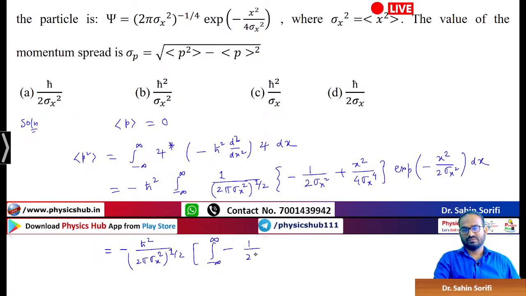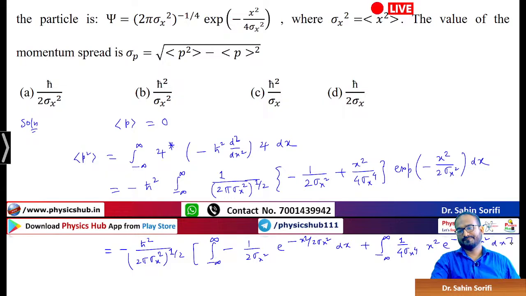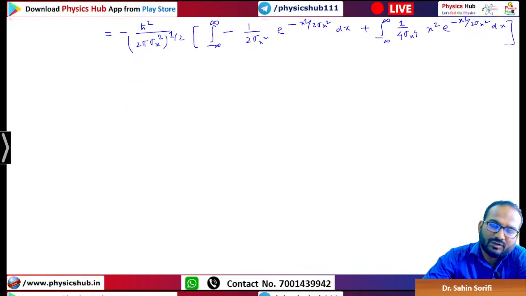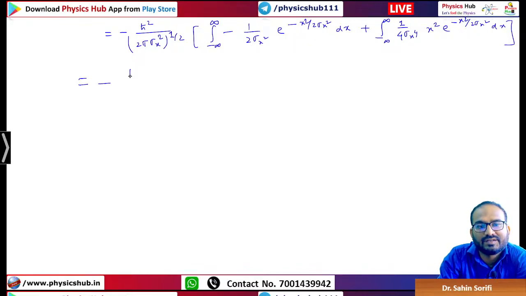So minus 1 upon 2 sigma x square e to the power minus x square by 2 sigma x square dx. This is the first term. Second term, minus infinity to plus infinity 1 upon 4 sigma x to the power 4 x square e to the power minus x square by 2 sigma x square dx. Now you know the formula of these two things, minus h cut square by 2 pi sigma x square to the power half.